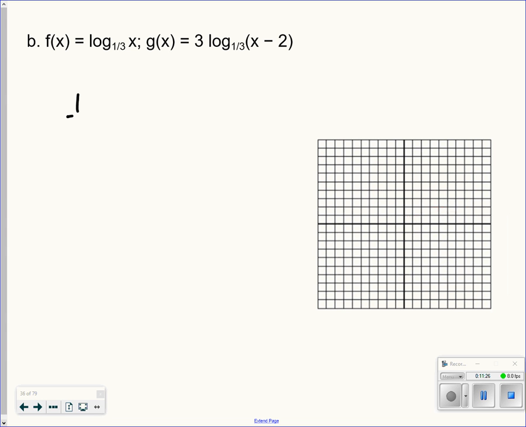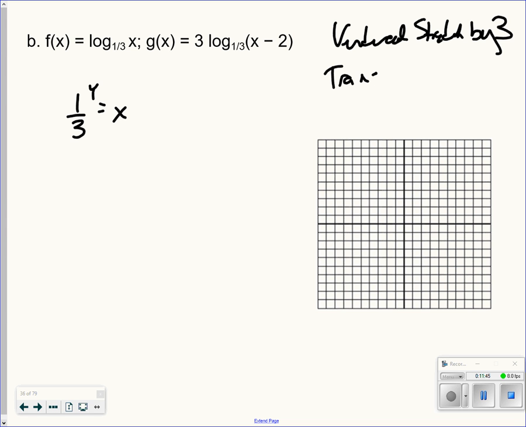So 1/3 raised to the y equals x. And I'm sure they were supposed to also describe it, so let's do that first. Notice there's 3 out in front and they replaced x. We're talking about a vertical stretch by 3 and a translation to the right 2.